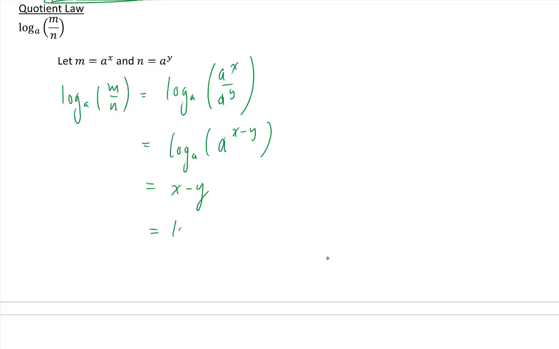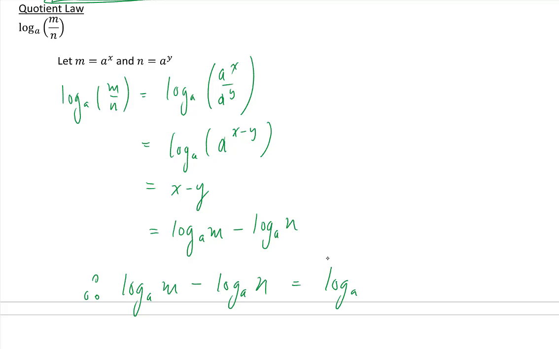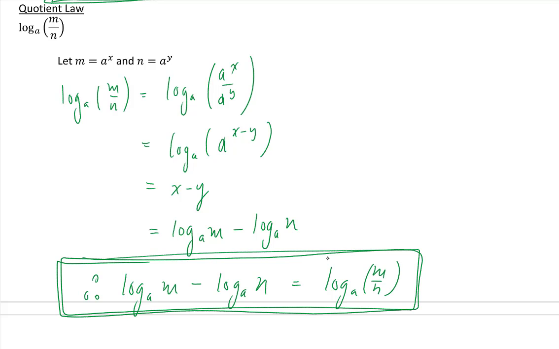We note that x is log base a of m and y is log base a of n. And therefore our quotient law for logarithms is that if we have the logarithm base a of m minus log base a of n, that's equal to log base a of m divided by n. So again, it's like an inverse of the quotient law for exponents. Instead of dividing and then subtracting the exponents, it's now subtracting the logarithms, and then we end up with division.